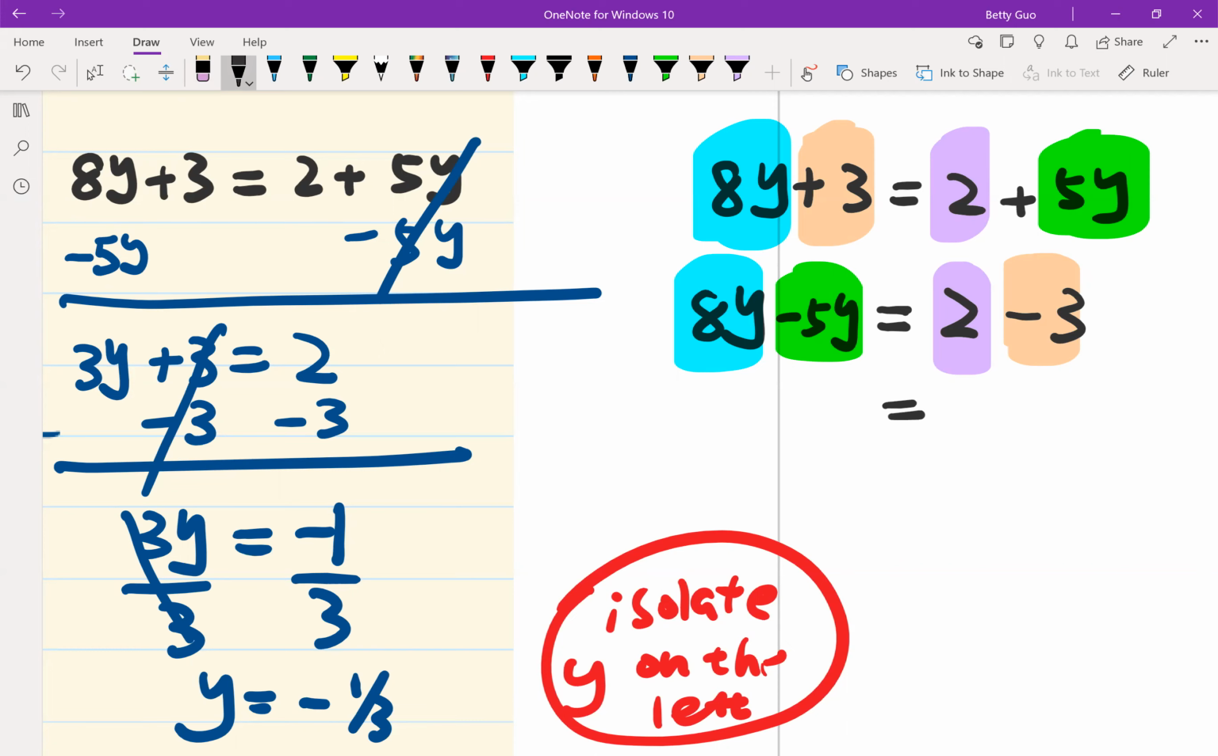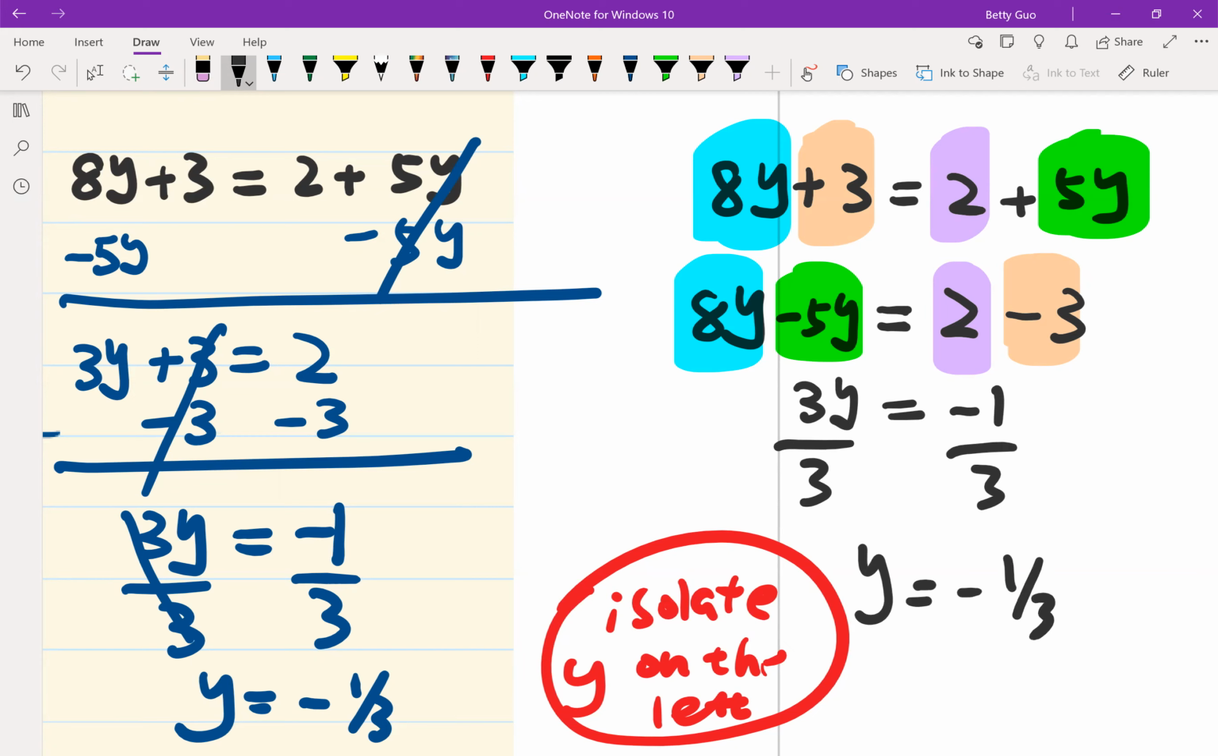On the left, 8y minus 5y is 3y, right? 8 minus 5 is 3. 2 minus 3 is negative 1. Divide both sides by 3, y equals negative 1/3. Okay? Practice those problems 5 times. If you are not feeling comfortable, after 5 times, you will feel a little bit more comfortable. Repetition makes a difference.